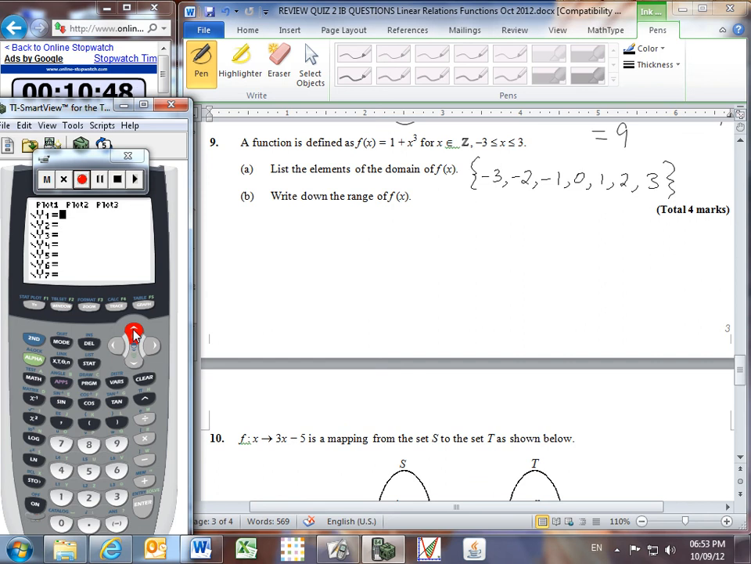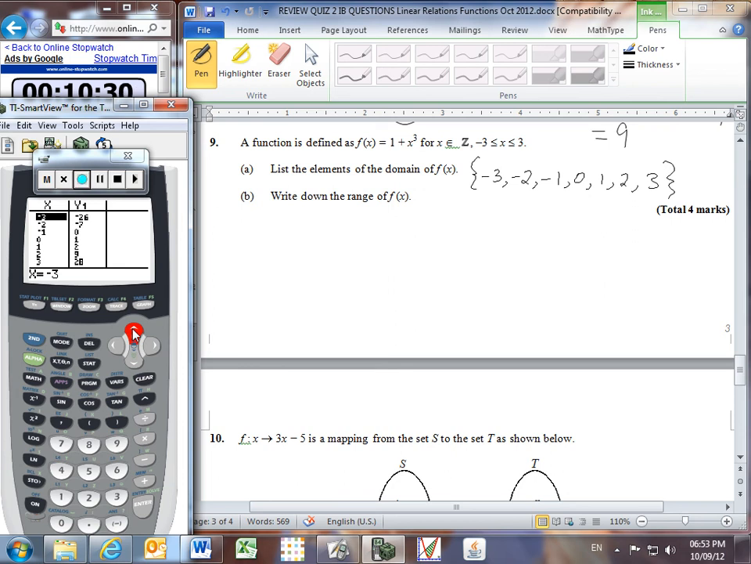And I've got the function 1 plus x cubed. Now, instead of pressing graph, I'm going to press second graph, which will access the table of values. And this shows us what the corresponding y values are for all of our x values.